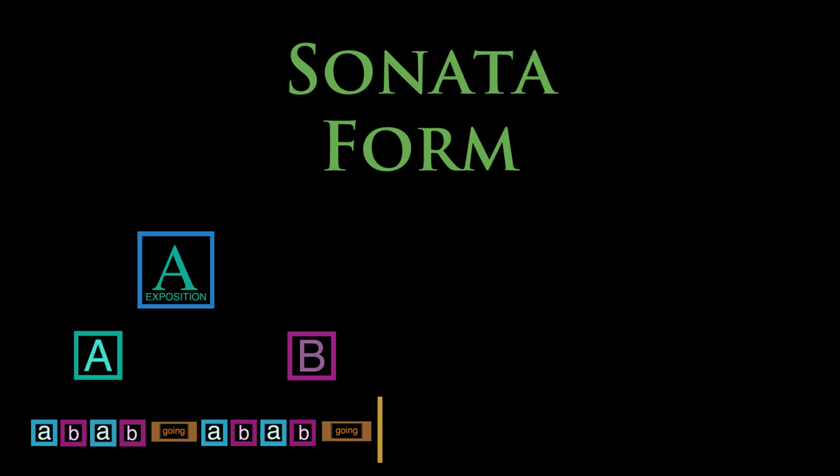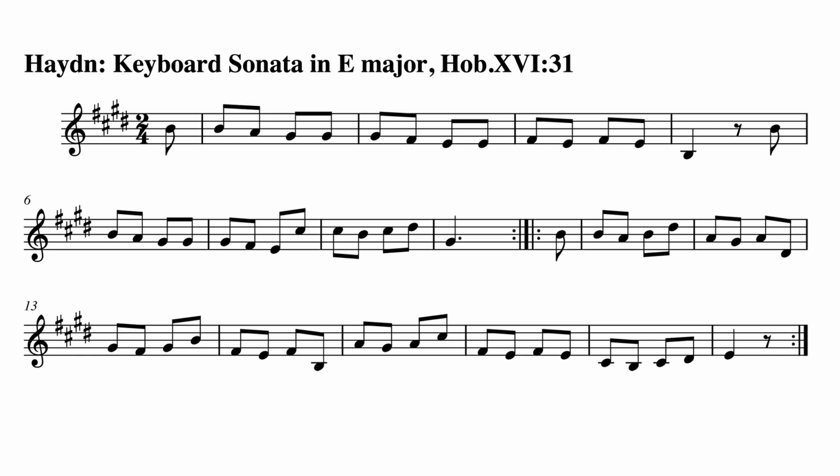Let's use the rondo theme and the going to music we composed to go after it as the first part of the exposition. For a second theme, let's use the B section of the ternary form we created in the previous video. It's in the dominant key, so it should work nicely after the passage of going to music.